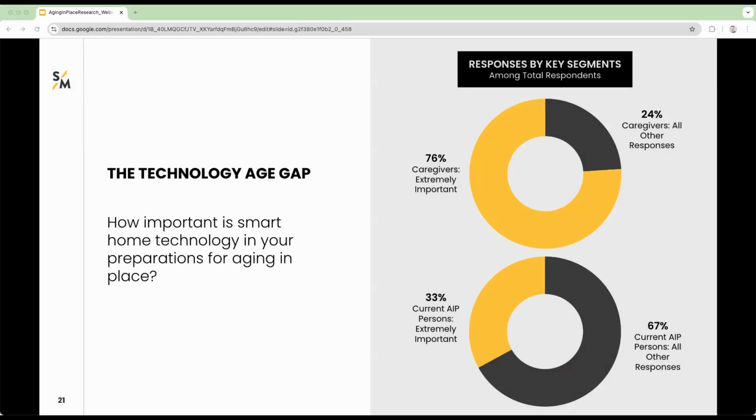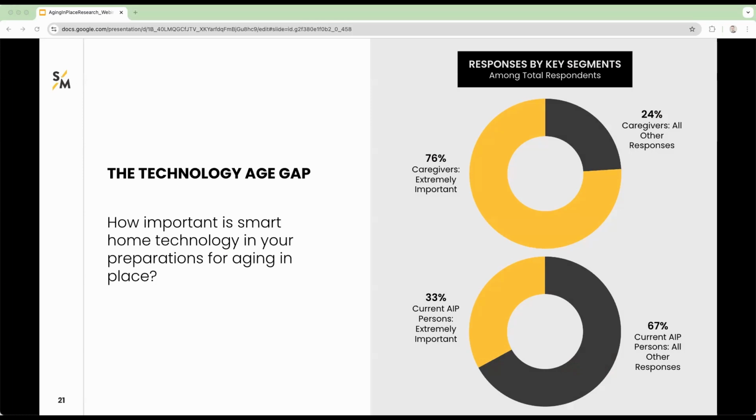Now, right off the bat, we saw a critical divergence between key aging in place audiences. When we asked how important smart home technology is to their respective aging in place journeys, caregivers were far more likely to see it as extremely important than those who are currently aging in place. Take a look there, 76% to 24%, right? In fact, only a third of those currently aging in place believed that smart home technology played a vital role in their ability to remain in their homes for the long term.